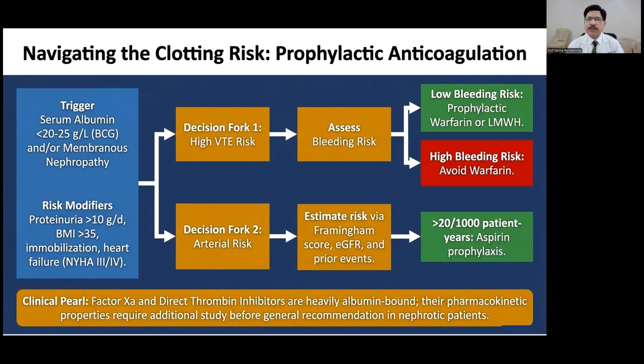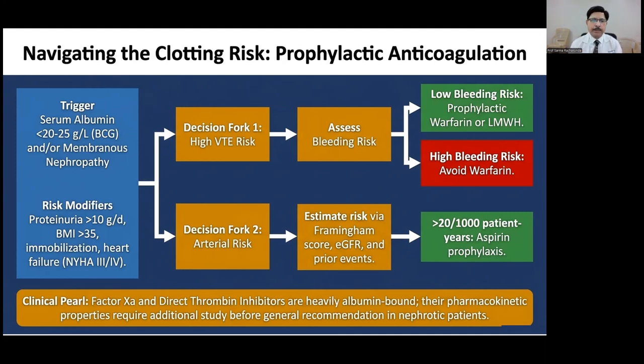When the risk of bleeding is high, avoid warfarin or any other anticoagulant. Arterial risk is there. You assess the arterial risk via any of these risk scores, and if the risk is more than 20 per 1000 patient years, aspirin prophylaxis must be given.